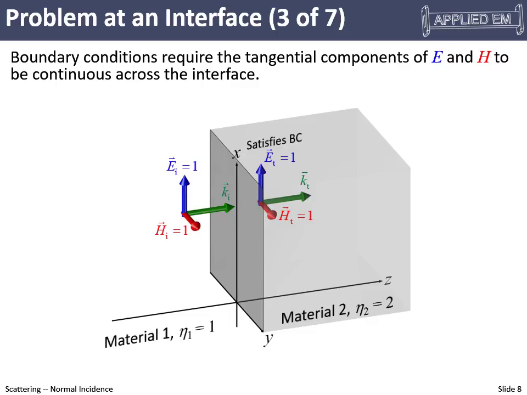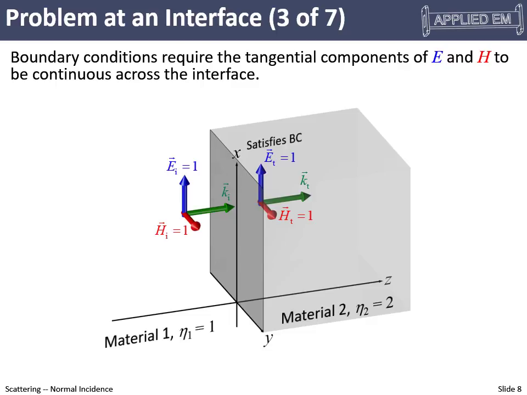So in order to satisfy the boundary conditions, the transmitted wave has to have the same electric field and the same magnetic field. Now we're using the subscript t to indicate that that is our transmitted wave. So our transmitted wave has a wave vector, an electric field, and a magnetic field. And to satisfy the boundary conditions, the E's on both sides of the interface have to be the same, and the H's have to be the same.